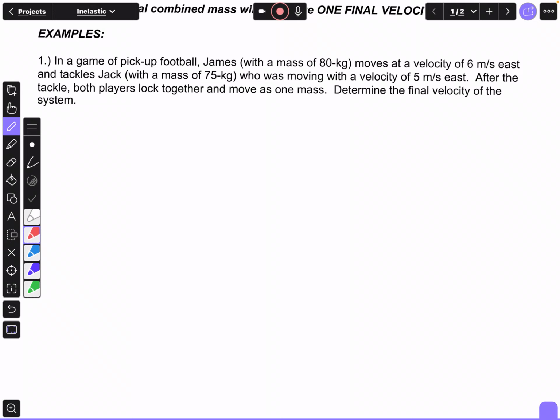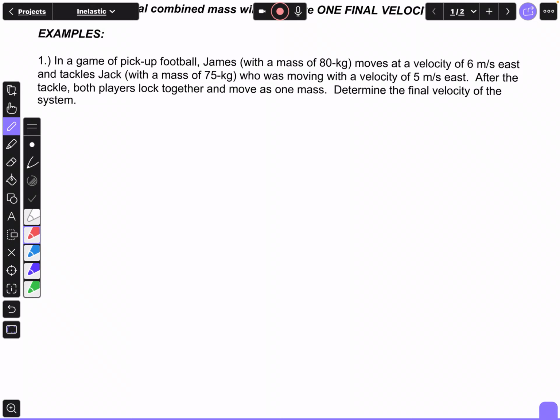So our problem says, in a game of pickup football, James, with a mass of 80 kilograms, moves at a velocity of 6 meters per second east and tackles Jack with a mass of 75 kilograms, who is moving with a velocity of 5 meters per second east. Remember, if we're not given a direction, like east or west or to the left, we're going to consider the velocities to be positive, like they're always moving east. But most of the time we'll be given a direction. It says, after the tackle, both players lock together and move as one mass.